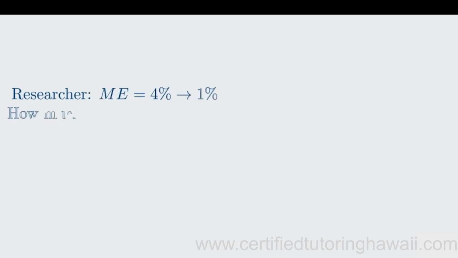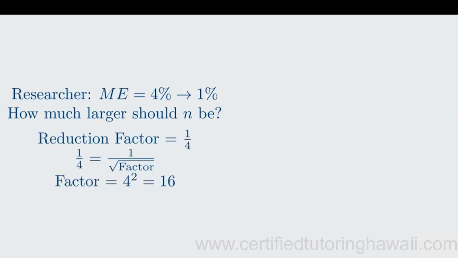Let's solve this. The researcher wants to go from 4% to 1%. That is a reduction to 1/4 of the original width. Since we need to reduce the width by a factor of 4, we must increase the sample size by a factor of 4 squared. So, they would need a sample size 16 times larger than the original one.